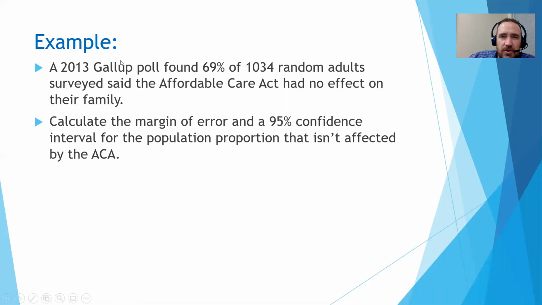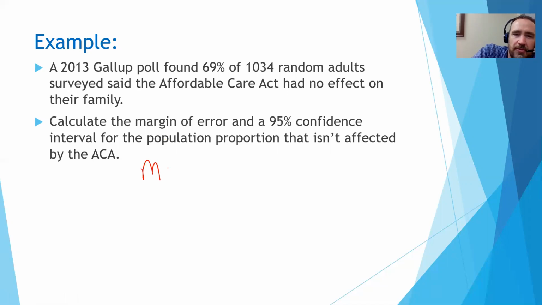We'd like to know, okay, so that's for the close to 70% of our sample said no. What's going to be the percent that we believe this to be true out there amongst all adults in the US? That's what the confidence interval can tell us. Let's find it by calculating a margin of error and then a 95% confidence interval. How can we do that? We need to calculate a margin of error.